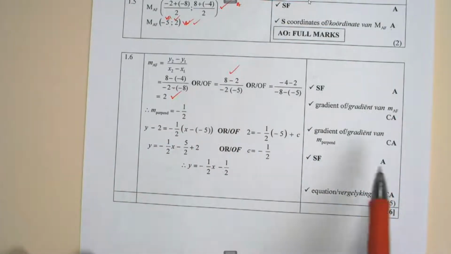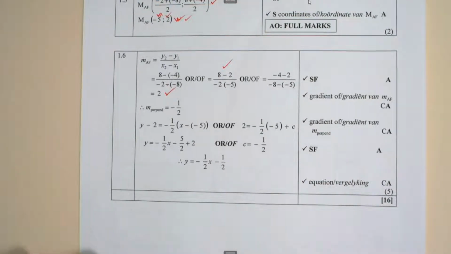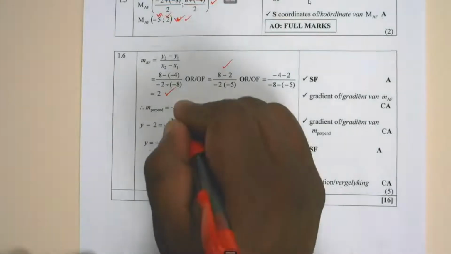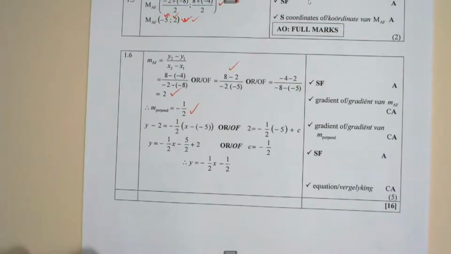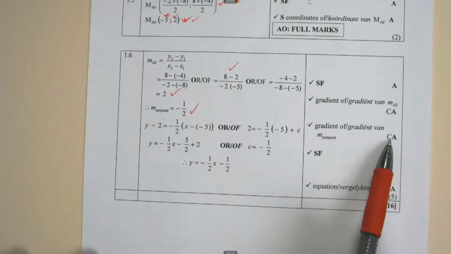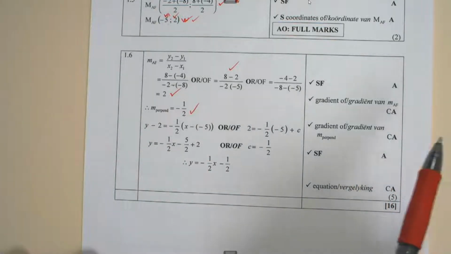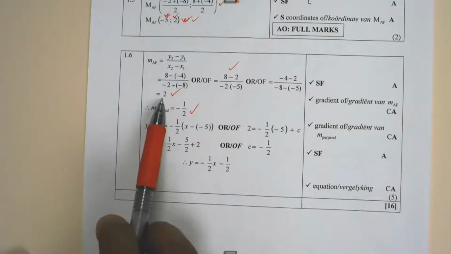And then from there, you find the gradient of the perpendicular bisector, which is this one, which is -1/2. But please, colleagues, let us note, this is a CA mark, provided it is calculated based on the calculated gradient in the second step.